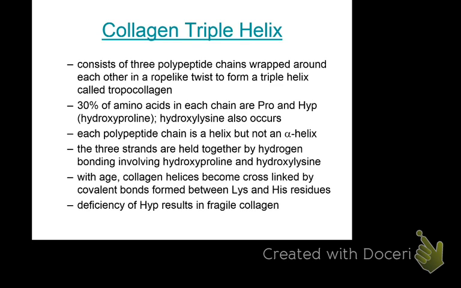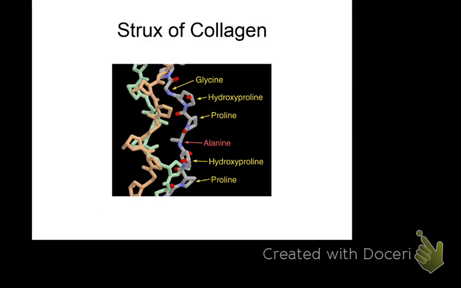Okay, and so fragile collagen was that disease that causes skin slippage that I talked about before. So this is the structure of collagen, and each of these strands is a different color. But you can see here that this isn't an alpha helix, because the alpha helix had that traditional look.